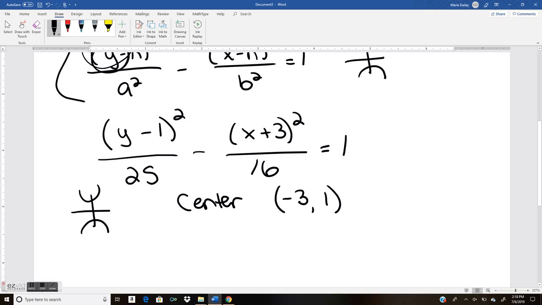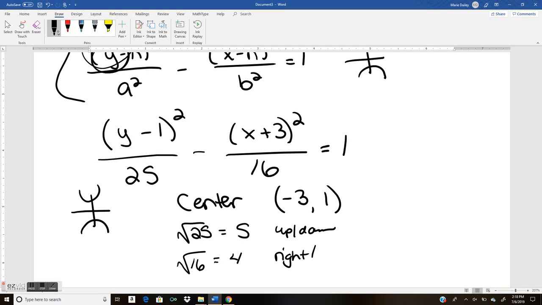Again, we're going to change those signs to get our center. So our center is going to be -3, 1. Now to determine our movement, we're going to take the square root of 25, which is 5. Since it's underneath the y, that is going to move up and down. We're also going to take the square root of 16, which is 4. Since it's underneath the x, that means it's going to move left and right.